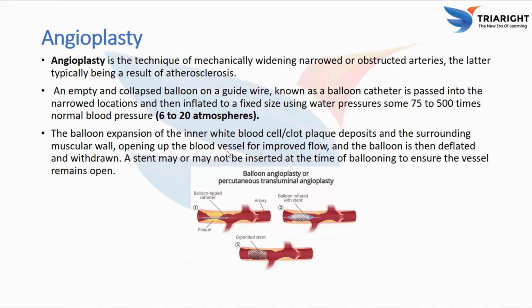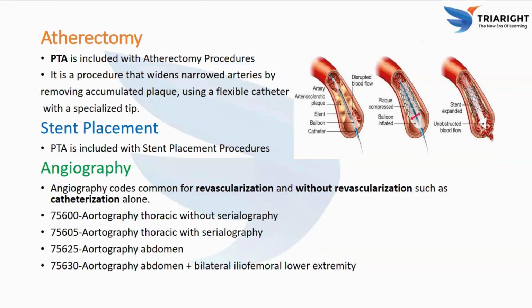And the next procedure is atherectomy. So what is atherectomy? It's a revascularization procedure that widens the narrowed arteries by physically removing the plaque using a specialized catheter tip. There are types of atherectomy, and what are those? Directional, rotational, orbital, and laser. Directional atherectomy cuts the plaque from one side. Rotational atherectomy uses a diamond burr that spins and pulverizes the plaque. Orbital atherectomy works with a sanding motion, and laser atherectomy vaporizes the plaque.